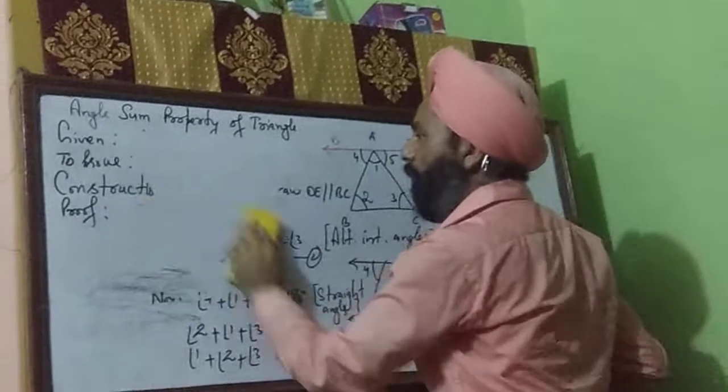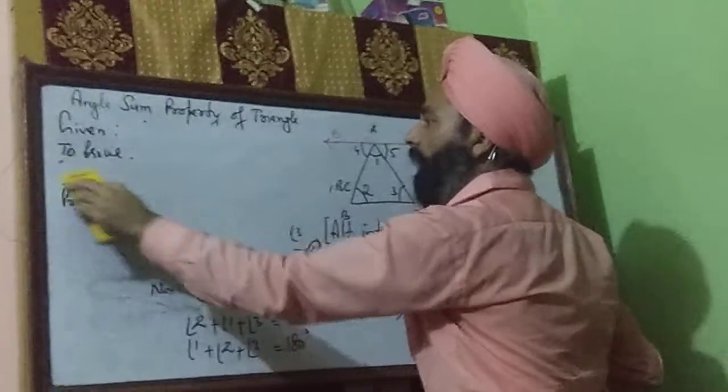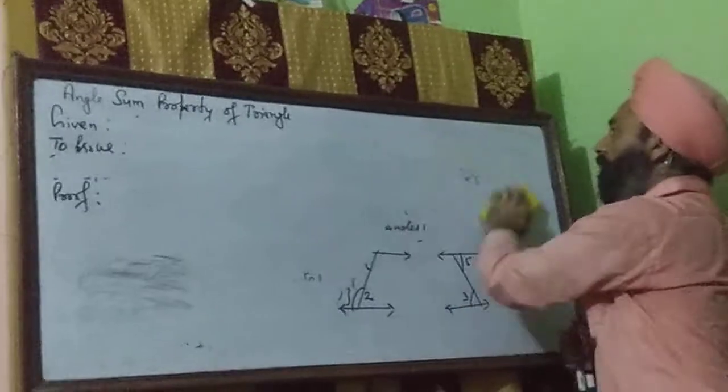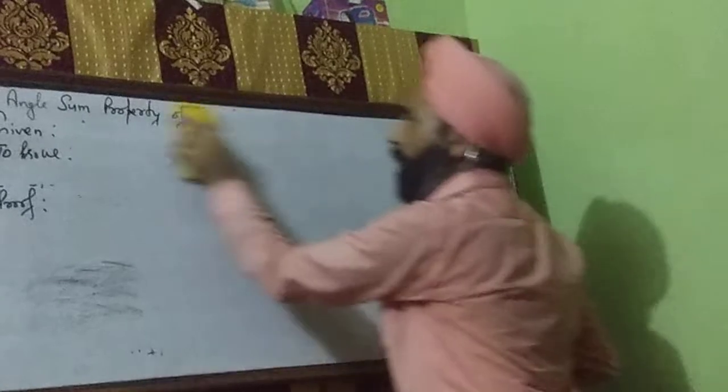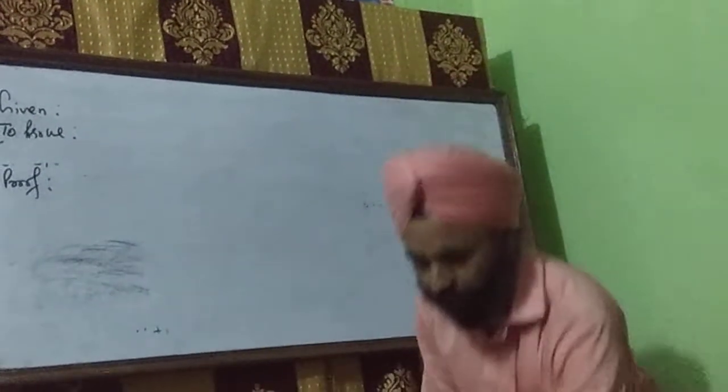We have a property related to the triangle. The property is called exterior angle property of a triangle. We will prove the same property in the form of a theorem. The property is exterior angle property of a triangle.